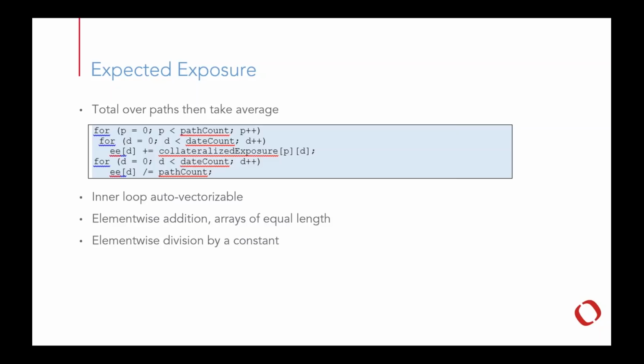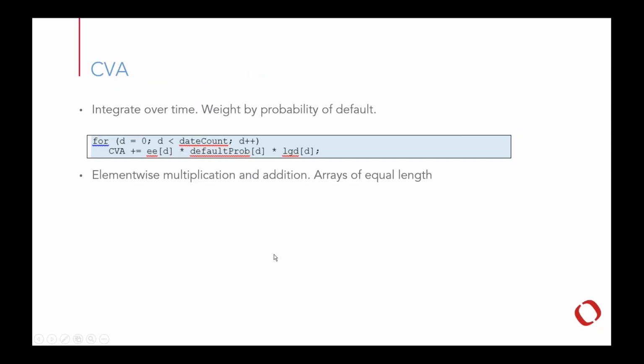And it looks straightforward again. The two arrays there, we're going over two arrays of the same size sequentially and just adding the values. So we go through the same process and allow the compiler to vectorize that. And the second loop is division by a constant, so it should also be vectorizable. And then we come with EE, which is a value for each date, the expected exposure for each date.